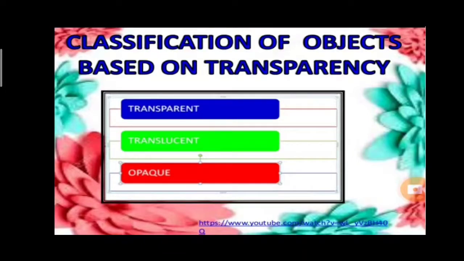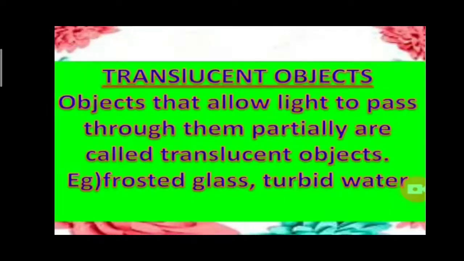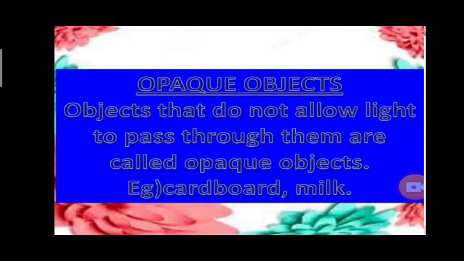Any object can also be classified based on transparency. In transparency, an object can be classified as transparent, translucent, or opaque. Transparent objects are the objects that allow light to pass through them completely, for example, glass and clean water. Translucent objects are the objects that allow light to pass through them partially, for example, frosted glass or turbid glass. Whereas opaque objects are the objects that do not allow light to pass through them, for example, cardboard and milk.